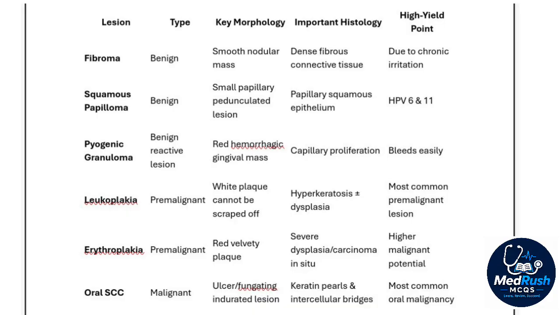Pyogenic granuloma is a reactive vascular lesion that commonly occurs on the gingiva and tends to bleed easily because of marked capillary proliferation. Among premalignant lesions, leukoplakia is the most common. It presents as a white plaque that cannot be scraped off and may show hyperkeratosis, dysplasia, or carcinoma in situ on histology. Erythroplakia presents as a red velvety plaque and has a much higher malignant potential than leukoplakia.